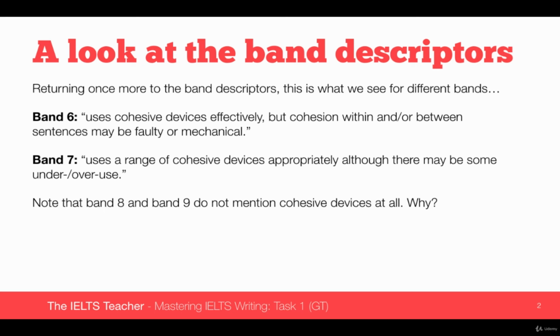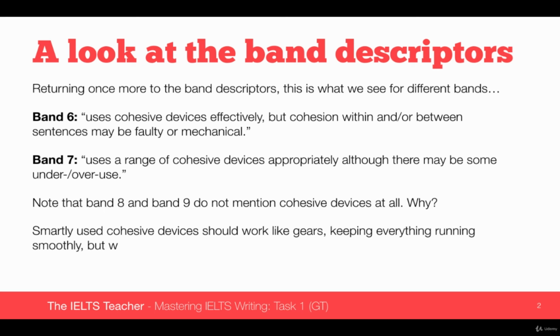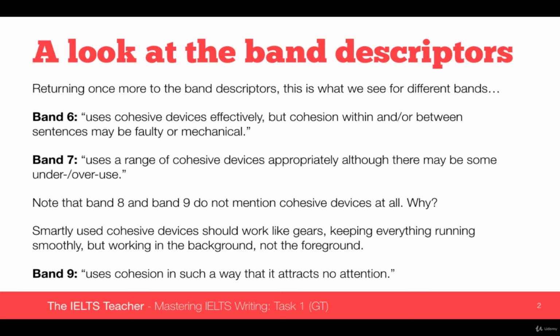Why might this be? Well, they don't mention cohesive devices at all because once you reach this level, cohesive devices generally work like gears, keeping everything running smoothly but working in the background, not the foreground. They're within the machine. You don't see them, you just see the machine running smoothly. So band 9, as you can see here, uses the expression "uses cohesion in such a way that it attracts no attention." So we'll still use cohesive devices, but they'll almost be impossible to notice because we just don't think about them as we're going through. It's such an easy read.